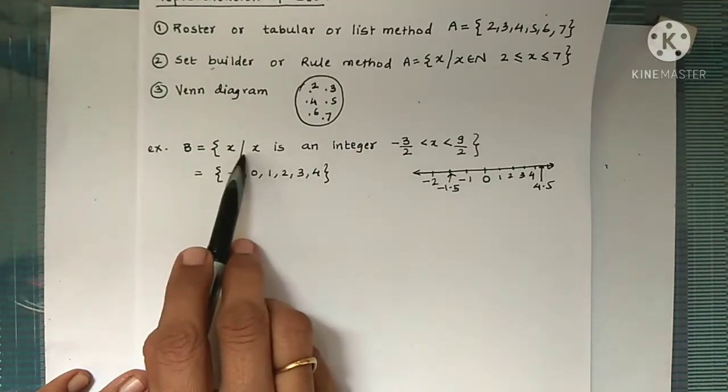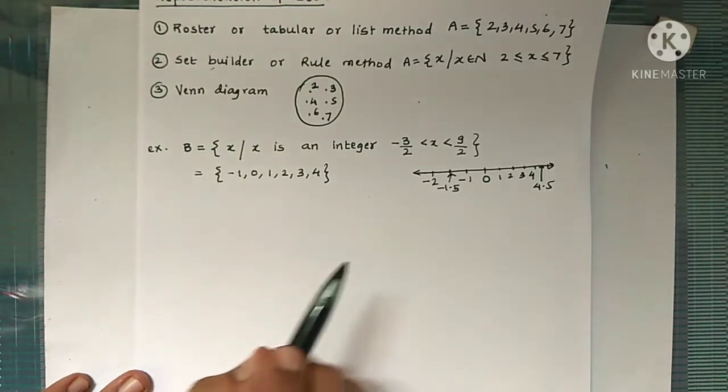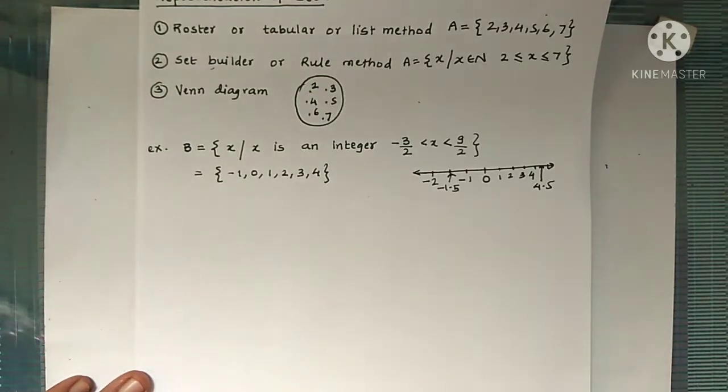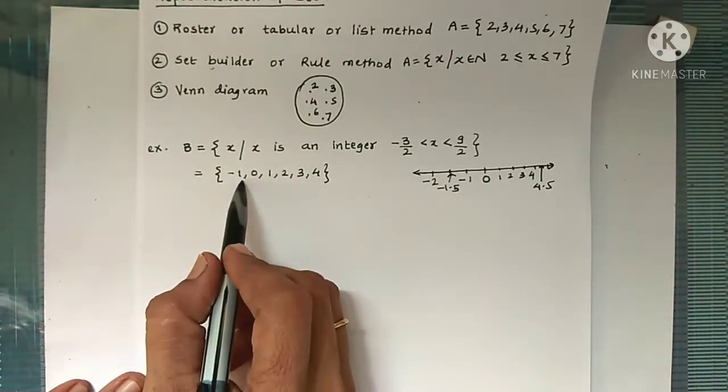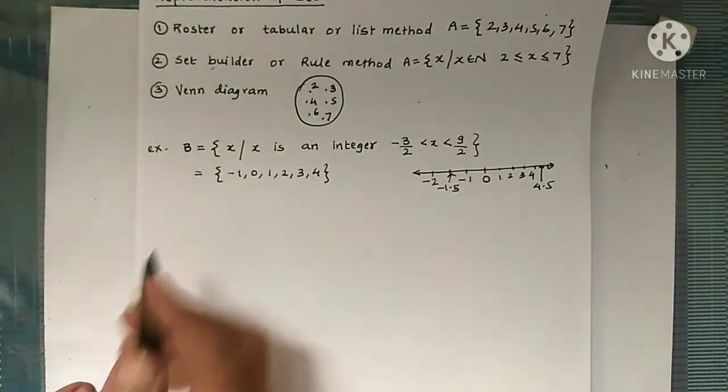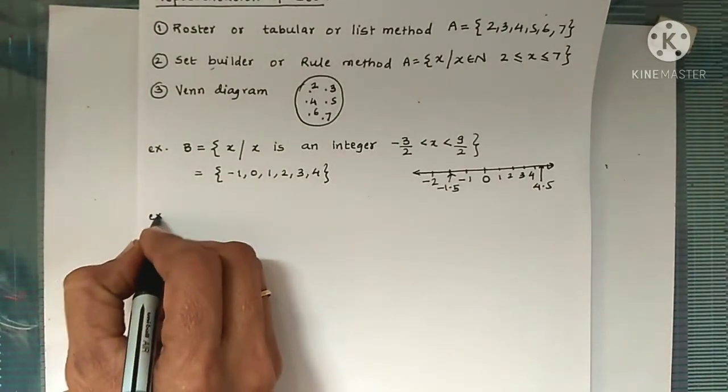Sorry, the first one is the rule method and the second one is the list or set builder. This one is the set builder, rule method, and this one is the list method. Let's take one more example.